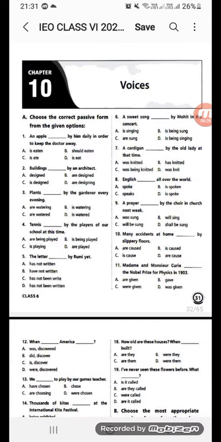Now, rule number 6: if a sentence in the active voice has a modal verb, the word be is added to the modal verb in the passive voice. Like, I can complete this work on Friday. The sentence is in active voice and the modal is can. If we change this sentence into passive, it will be: this work can be completed by me on Friday.